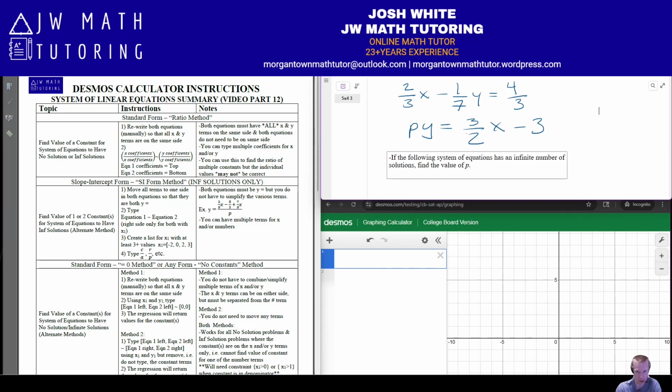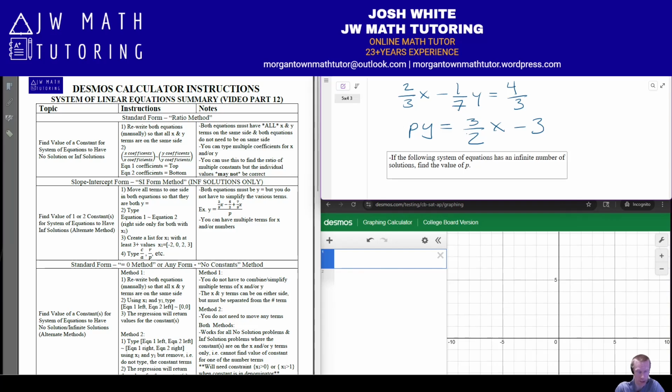Now, you can use this method to solve also for a constant term or for a number term. In other words, if there's a number term in the problem and it just has a letter for it, it's really a constant that you're solving for, you can do that as well. You can do the ratio of the constants as well. So let's see exactly how it would work for this specific problem. So this is the problem that I'm going to be working through using each of the four methods. It is 2/3 x minus 1/7 y equals 4/3.